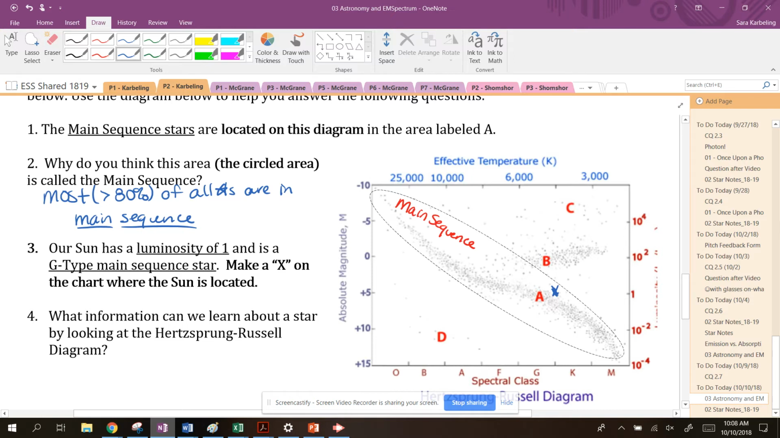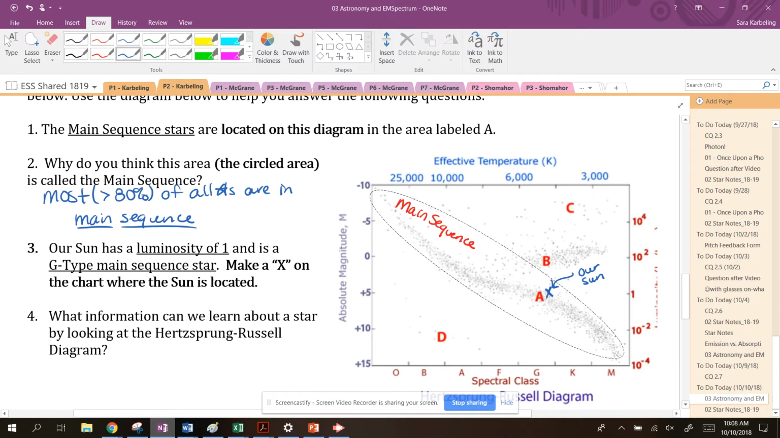Oops, I guess it's a little bit further over. Sorry. Got a little excited. So there's G. It's like right there. That X is where our sun is. If you haven't labeled it yet, go ahead and do that. Our sun definitely lives in the main sequence. Our sun, the thing that we rely on for life and everything, is just a regular old star. Nothing really wild and crazy and amazing about it when it all comes down to it.